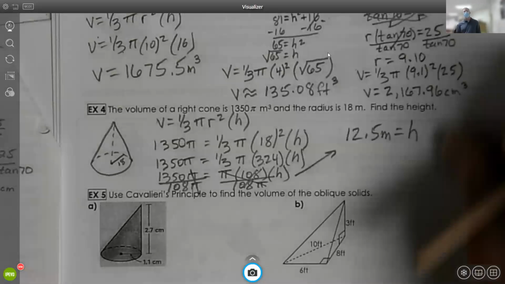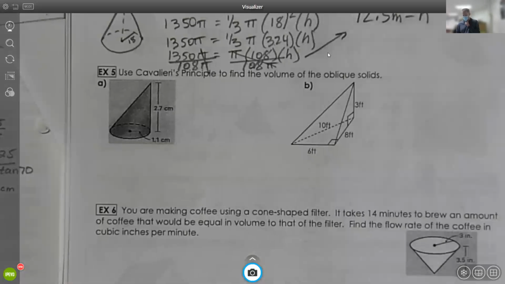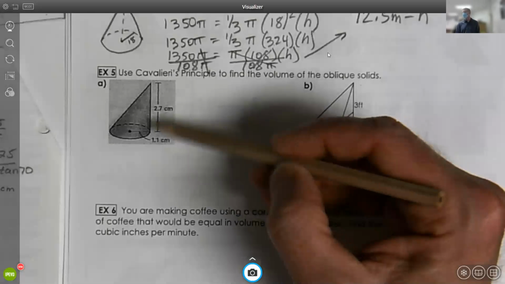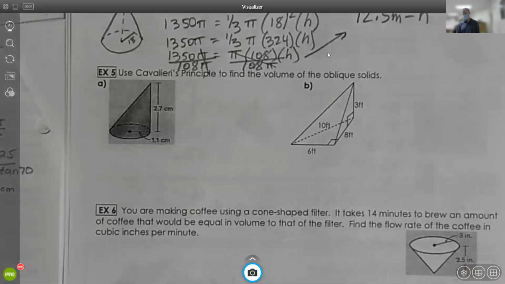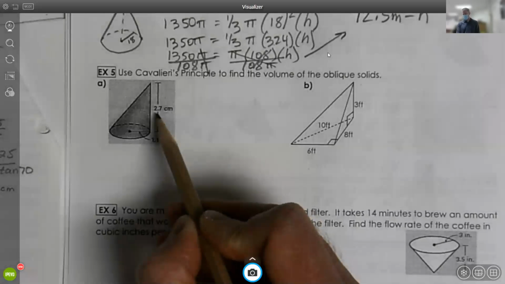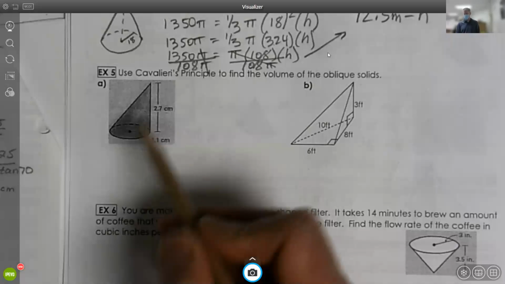Moving towards some more of Cavalieri's principle that we have talked about before. Here, this shape is a bit slanted, all right? But still, what we're going to need to know is your perpendicular height. That is all that you need to know. So they're implying here that the 2.7 is the perpendicular height, the straight up height.